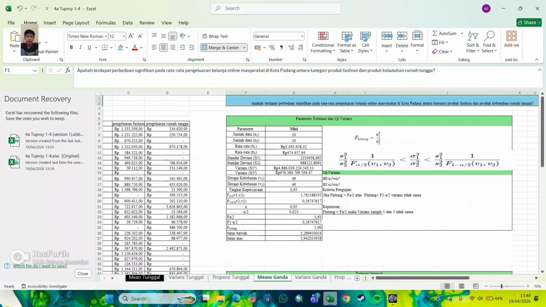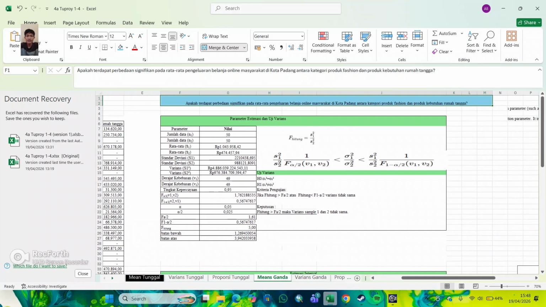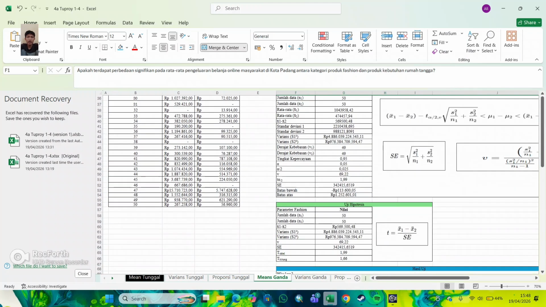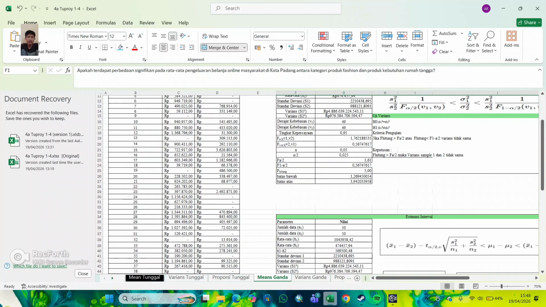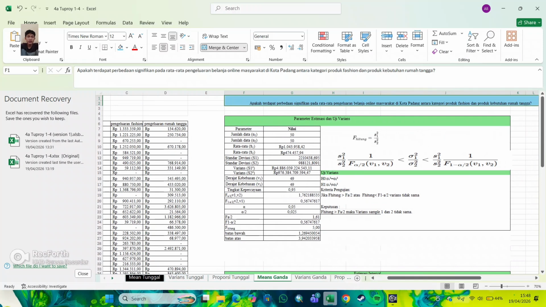Our problem here is whether there is any difference between the average from sample 1 and sample 2, where sample 1 is from the fashion product and sample 2 is from the house need. Our data is from the 50 random samples that we got from the big data before. First, we want to do a mean test. We should know the category of the mean that we test. In this case, we have the mean with two samples, and the variance of the population is unknown.